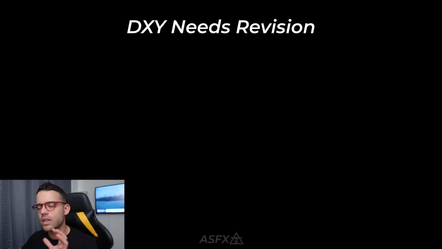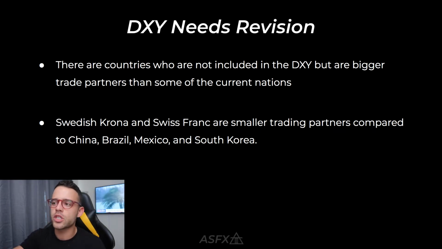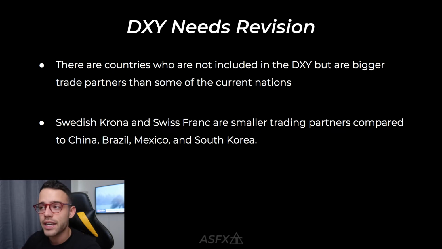And that's where some revisions may be needed, because there are countries the US is trade partners with, China, Brazil, Mexico, South Korea, that are actually bigger partners on the global trade scale, the global economic scale, than the Swedish krona or the Swiss franc, but still we aren't weighing China, Brazil, Mexico, or South Korea in this basket. So that's why there's a lot of talk on the internet, and I wanted to bring it to your attention that in the future they may be trying to change the 6, maybe even adding to the 6 currencies that are weighed against the dollar in this index.